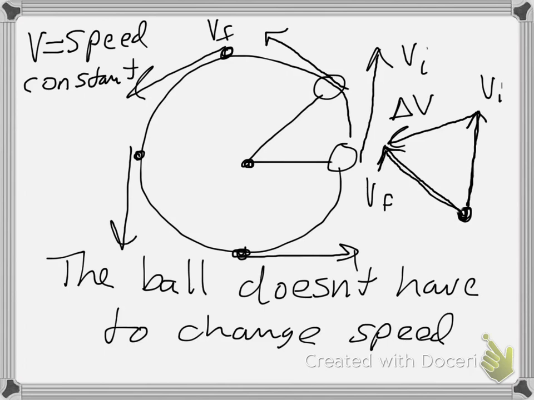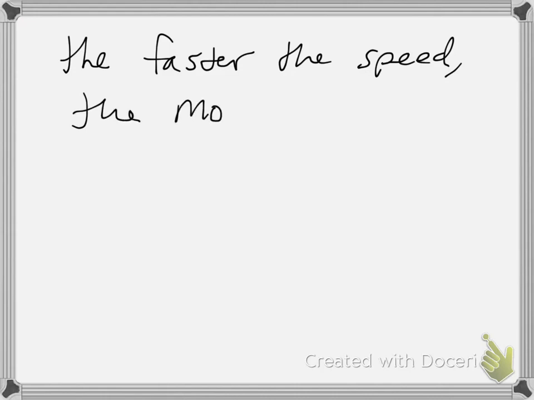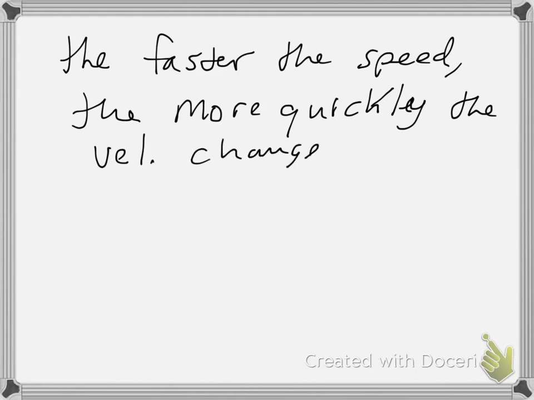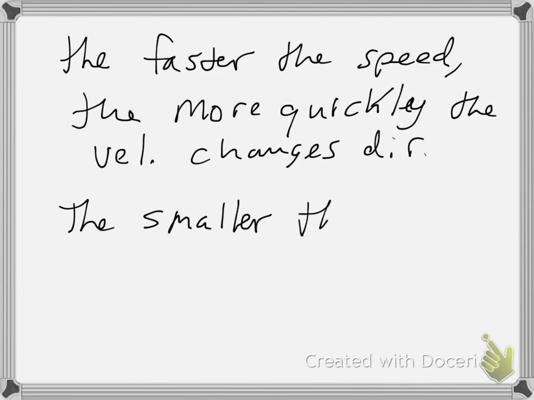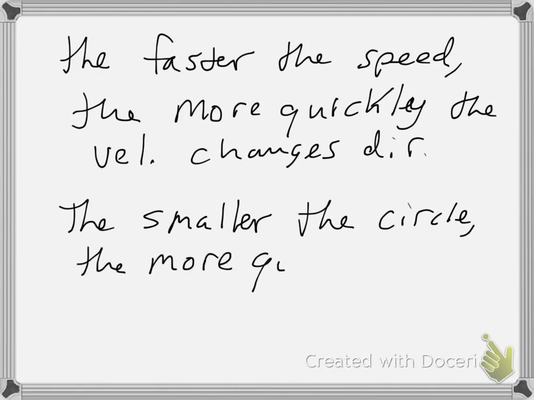The idea, and this shouldn't be too hard to believe, is that the faster the speed, the more quickly the velocity changes direction, and also the smaller the circle, the more quickly the velocity changes direction.